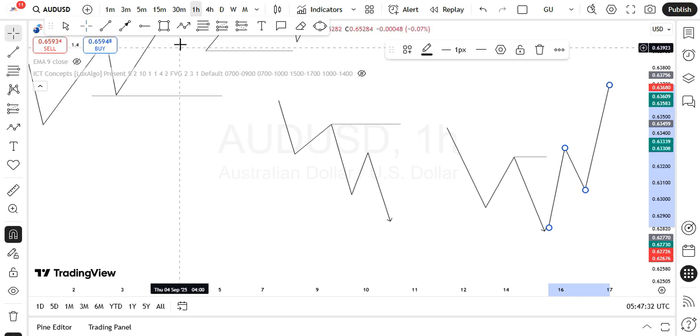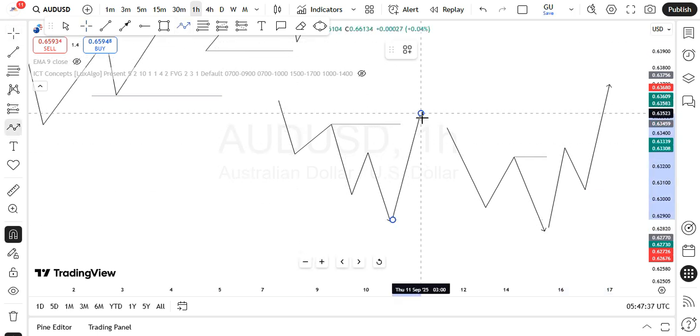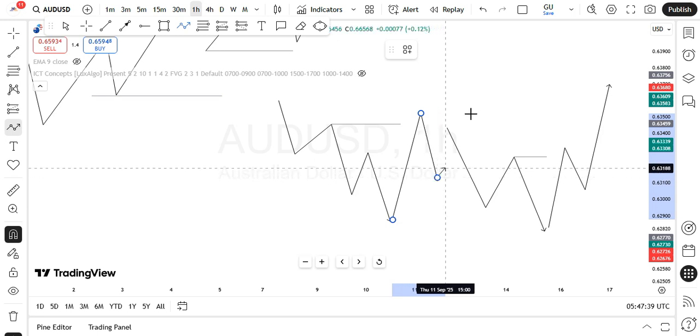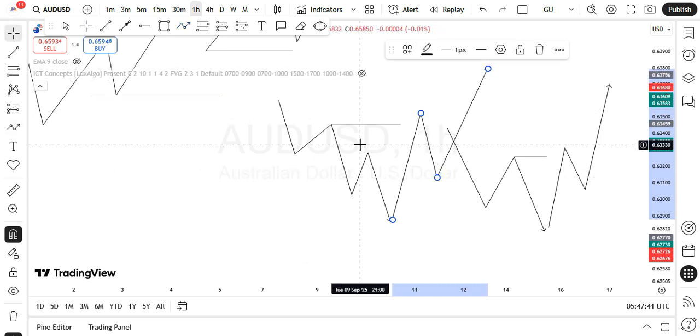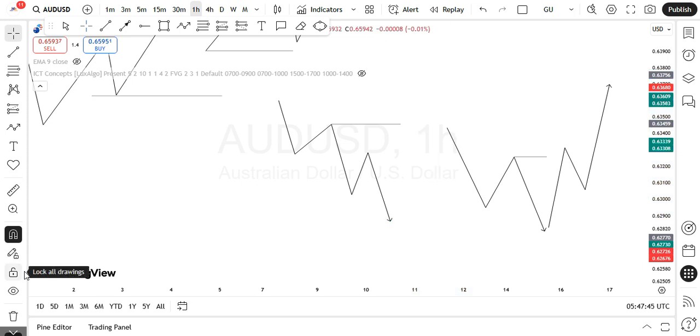Likewise in this other case, when the market does this, chances are the market would want to change to a bullish structure. So this is the way the market works, and this is how change of character works.